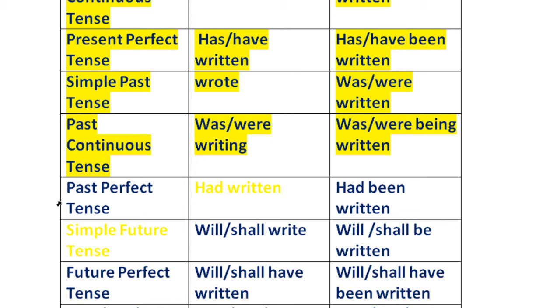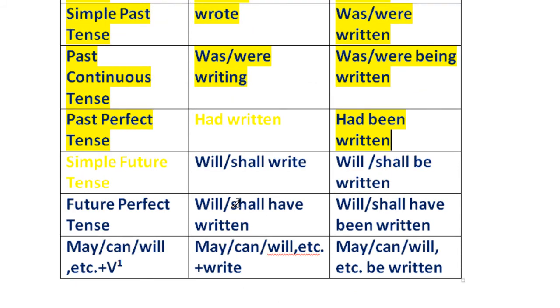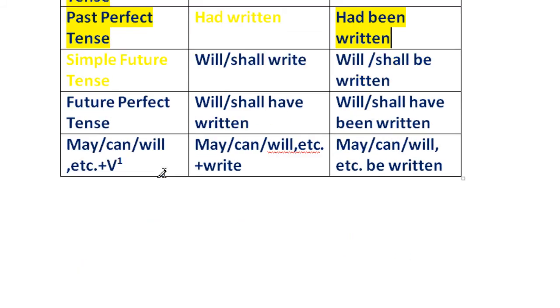Now past perfect tense. We have had written in active voice. In passive voice it becomes had been written. Now in simple future tense, we have will or shall write. In passive voice, it becomes will or shall be written.